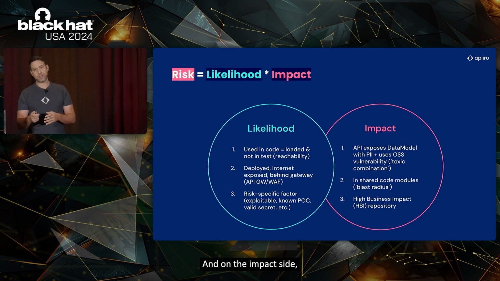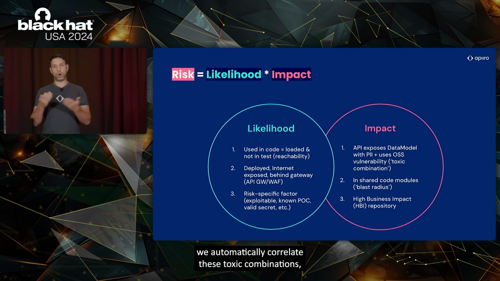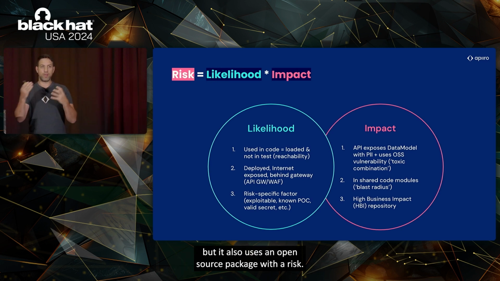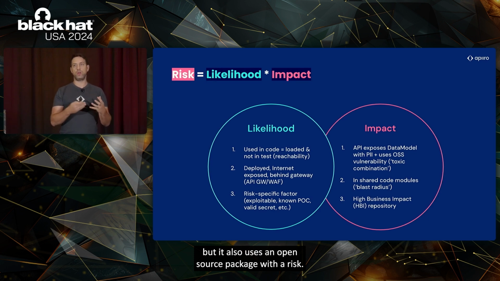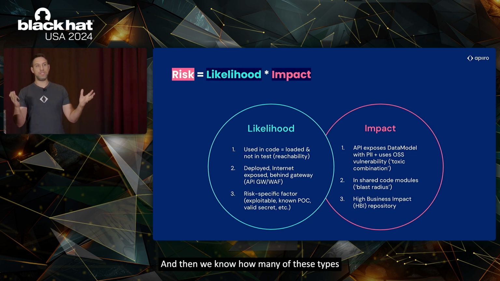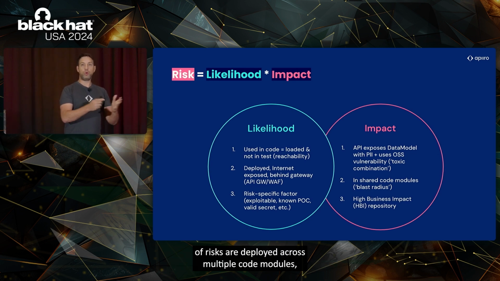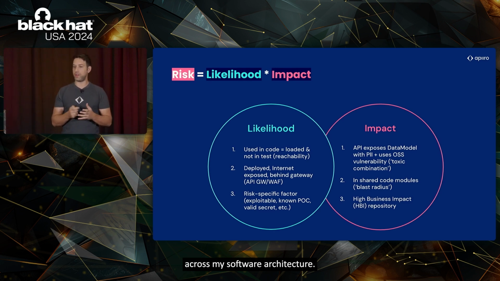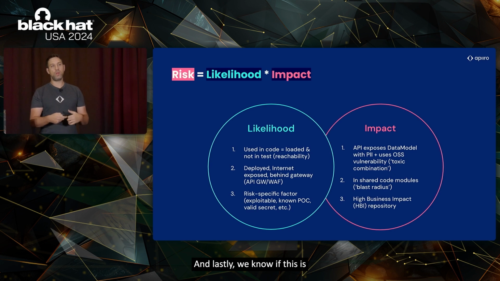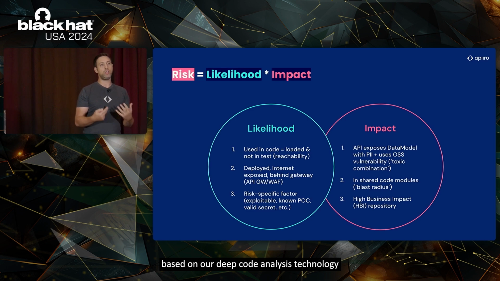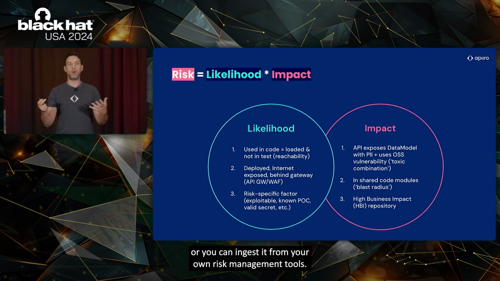And on the impact side, we automatically correlate these toxic combinations. We say this API exposes sensitive data, but it also uses an open source package with a risk. And then we know how many of these types of risks are deployed across multiple code modules, which is, you know, a blast radius across my software architecture. And lastly, we know if this is a high business impact application or not based on our deep code analysis technology, or you can ingest it from your own risk management tools.